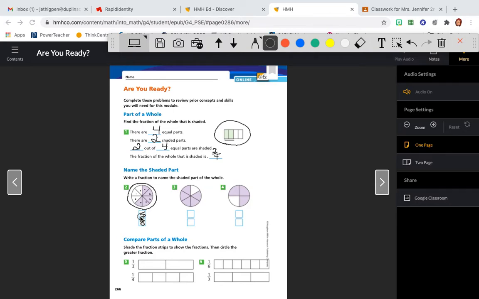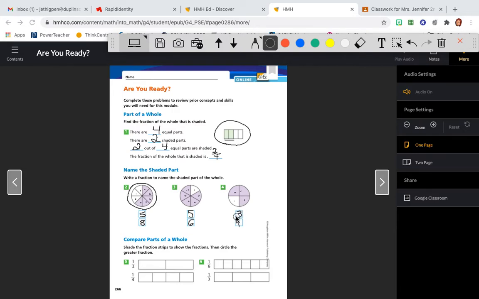All right, let's look at number 3. How many equal parts do we have in the whole shape? 1, 2, 3, 4, 5, 6 equal parts, and 1, 2, 3, 4, 5 of them are shaded. So 5/6 is the fraction. All right, number 4, we have 1, 2, 3, 4 equal parts, and 1, 2, 3 of them are shaded. So the fraction is 3/4.